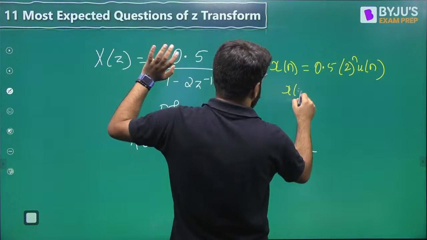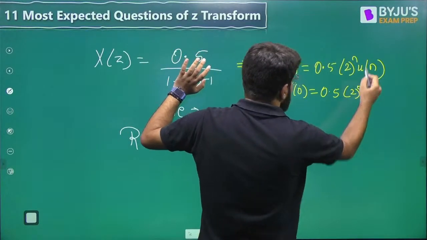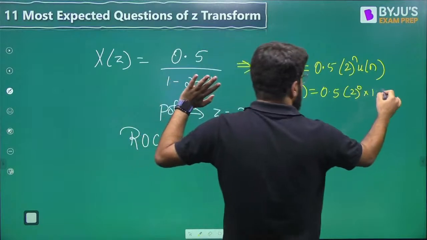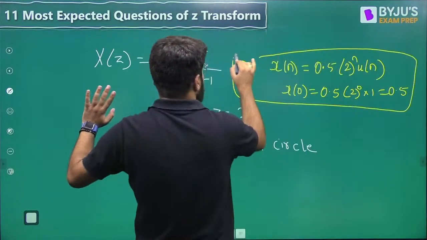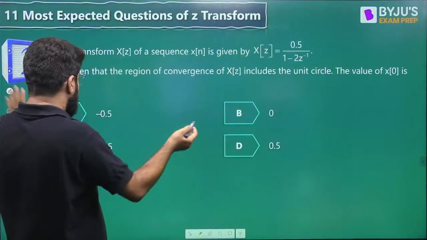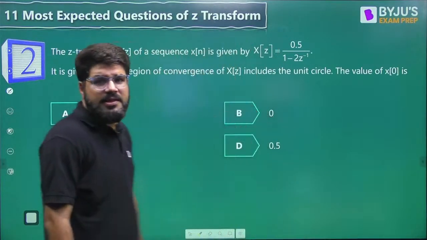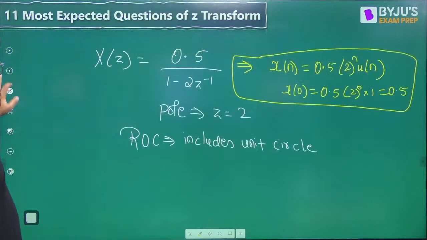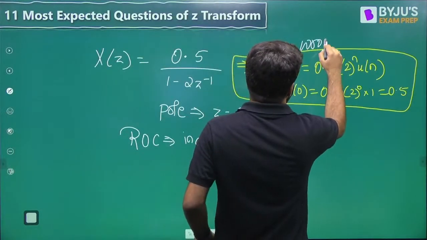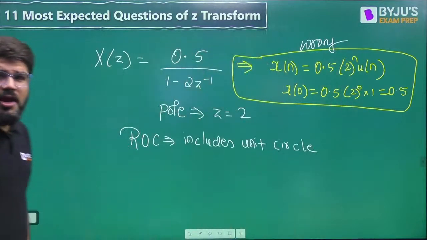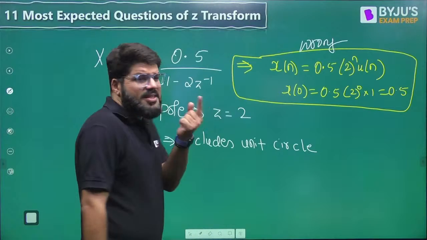Then the students will happily say, sir, x0 is 0.5 into 2 power 0. Unit step starts from 0, the unit step will be 1. So the answer is 0.5. And they see that's in the option also, and they happily mark the option, and this can give them negative marking. So let me please clearly highlight in front of you that this is wrong. This piece, if you are doing it, is wrong, because there is something given about the ROC. ROC includes the unit circle. Now there is a single pole at 2.